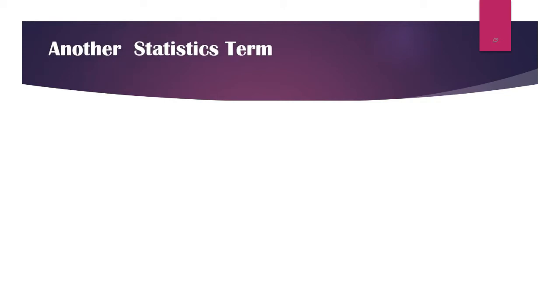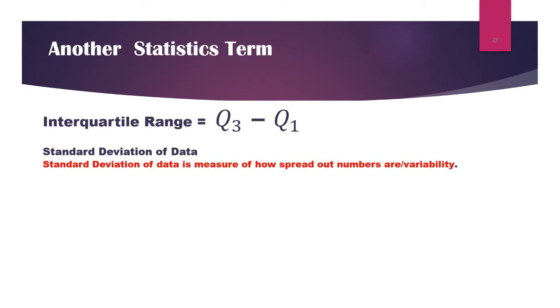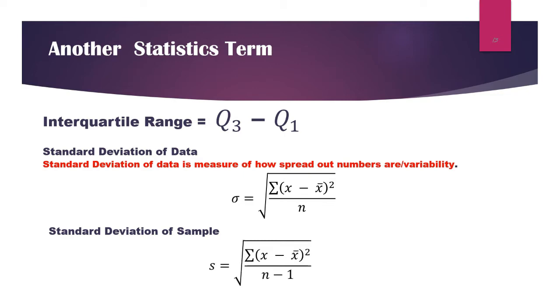Okay, everyone, I want to share another statistic term. Interquartile range means Q3 minus Q1. The second, standard deviation of data. What is standard deviation of data? It is a measure of how spread out numbers are, or we call that variability. That's the formula: sigma equals the root of the sum of x minus x bar squared, divided by n. And standard deviation of sample. I think it's similar.